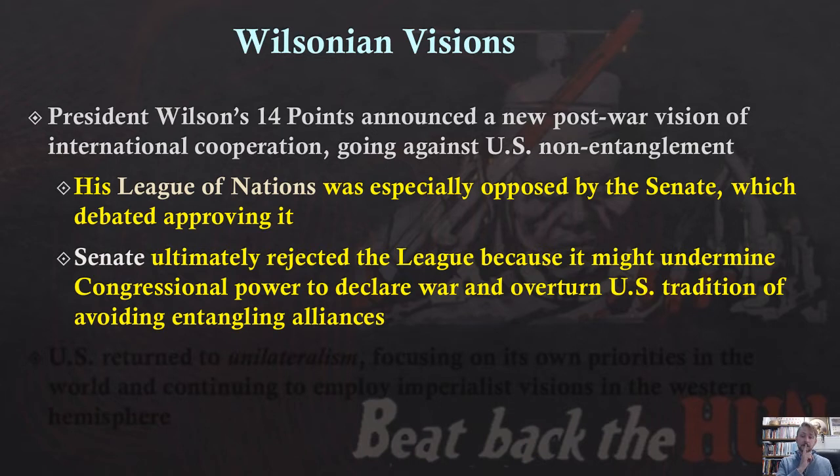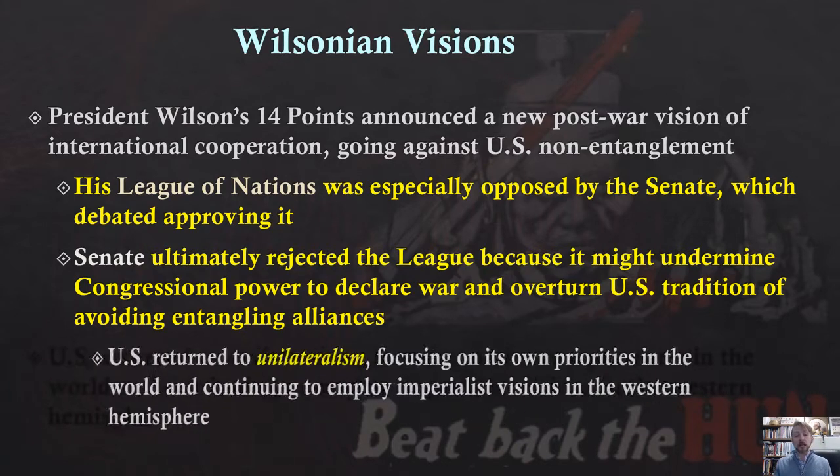Question. What president said we should avoid entanglements? Who was that? If you were thinking George Washington behind me, you are correct. So Wilson promotes a 14 points League of Nations vision, and it is rejected by the U.S. Senate. So what does the U.S. do? What's our position now?